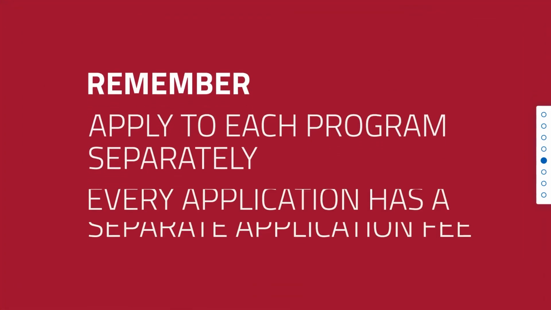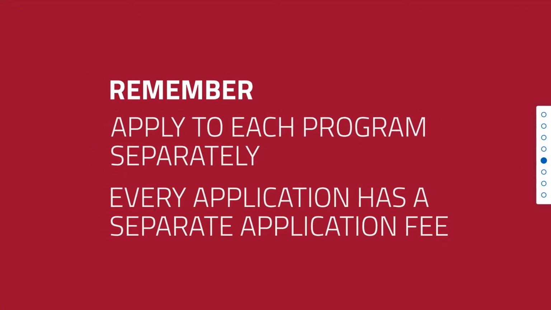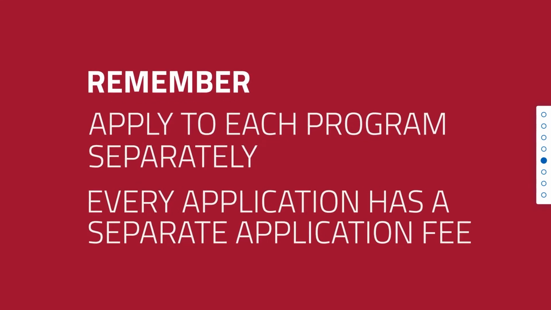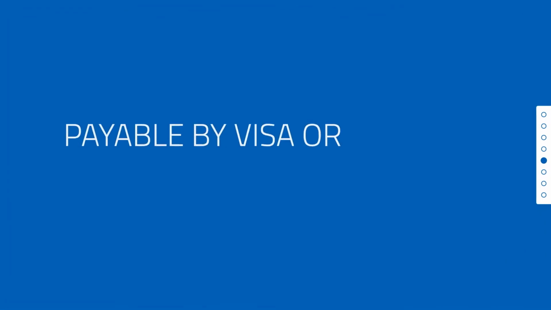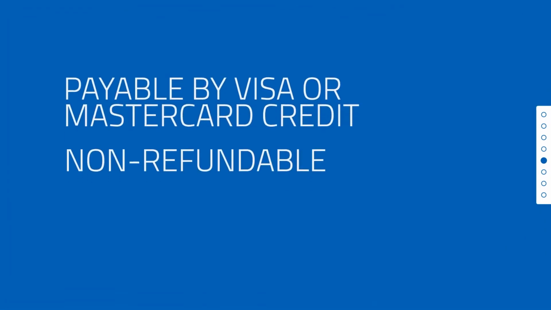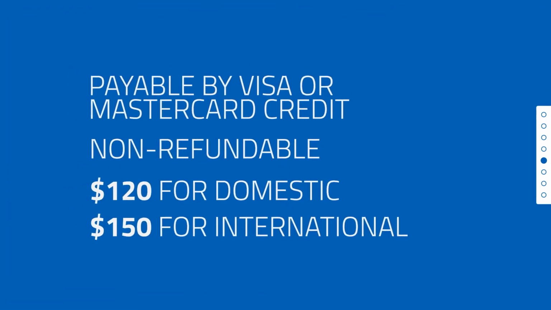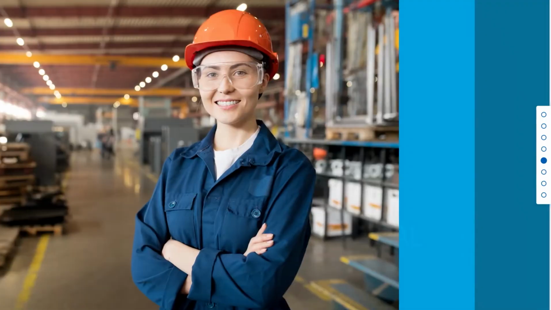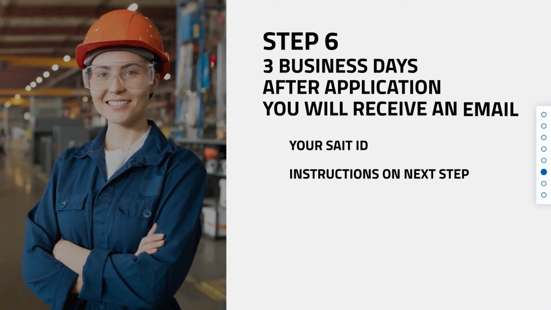There are a few things to keep in mind though. For starters, when it comes to fees, remember that every program you want to apply to will require a separate application as well as a separate application fee. These fees are payable by credit card, are non-refundable, and are $120 for domestic students and $150 for international. You'll receive an email roughly 3 business days after submitting your application and paying the fees.